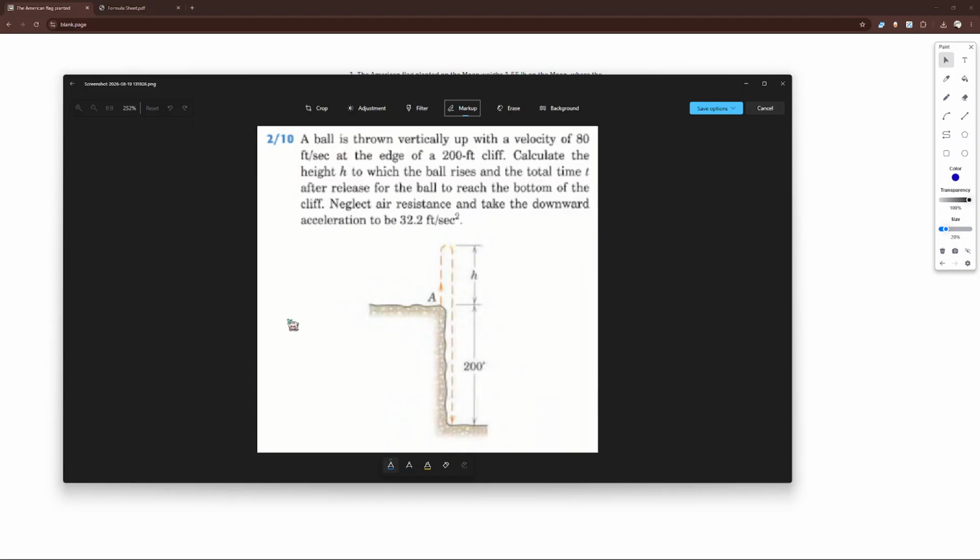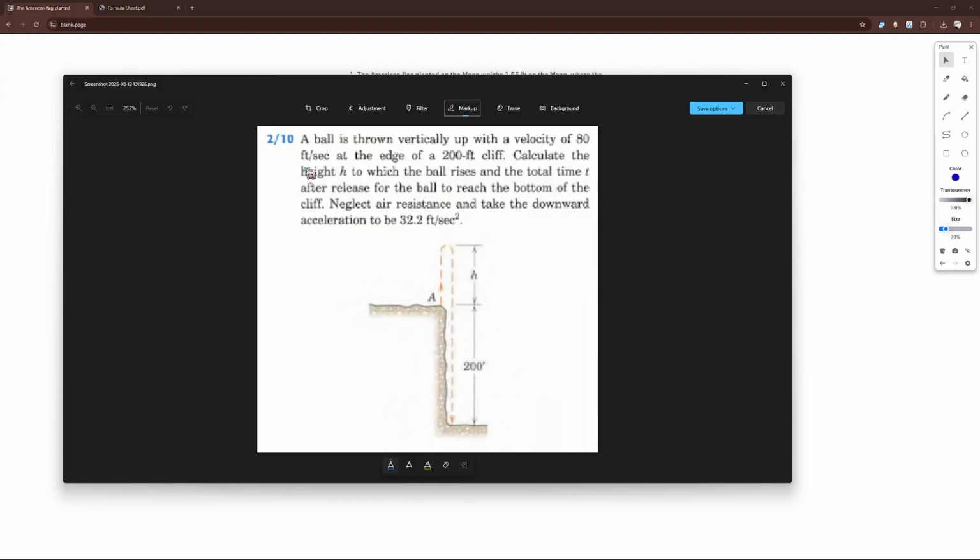I feel like this is a high school question. I would have done this in high school, so I'd expect most people would have seen this in high school already, but it's still worth doing anyways. So first we need to get all of our information. A ball is thrown up vertically with a velocity of 80 feet per second.